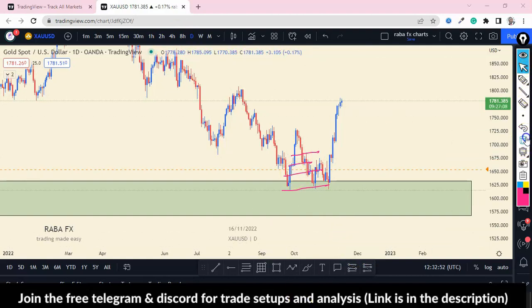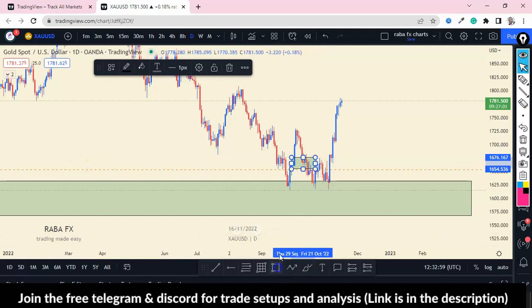So now, as a trader, you have to checkmate or highlight those points of interest so that you can take your trade off it.